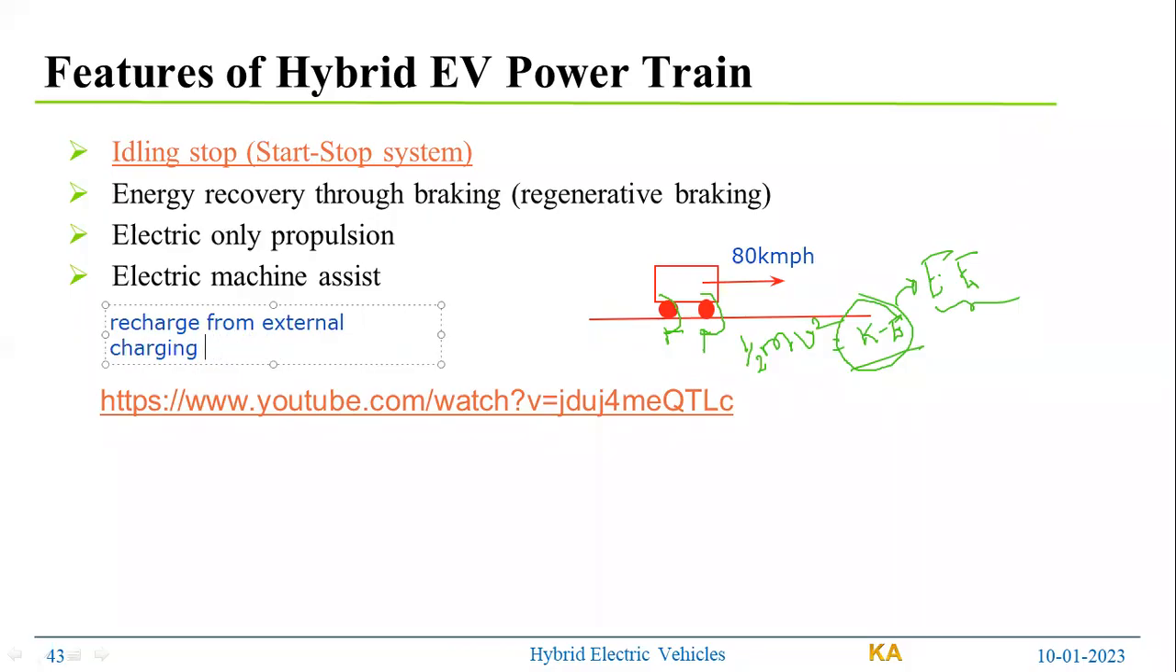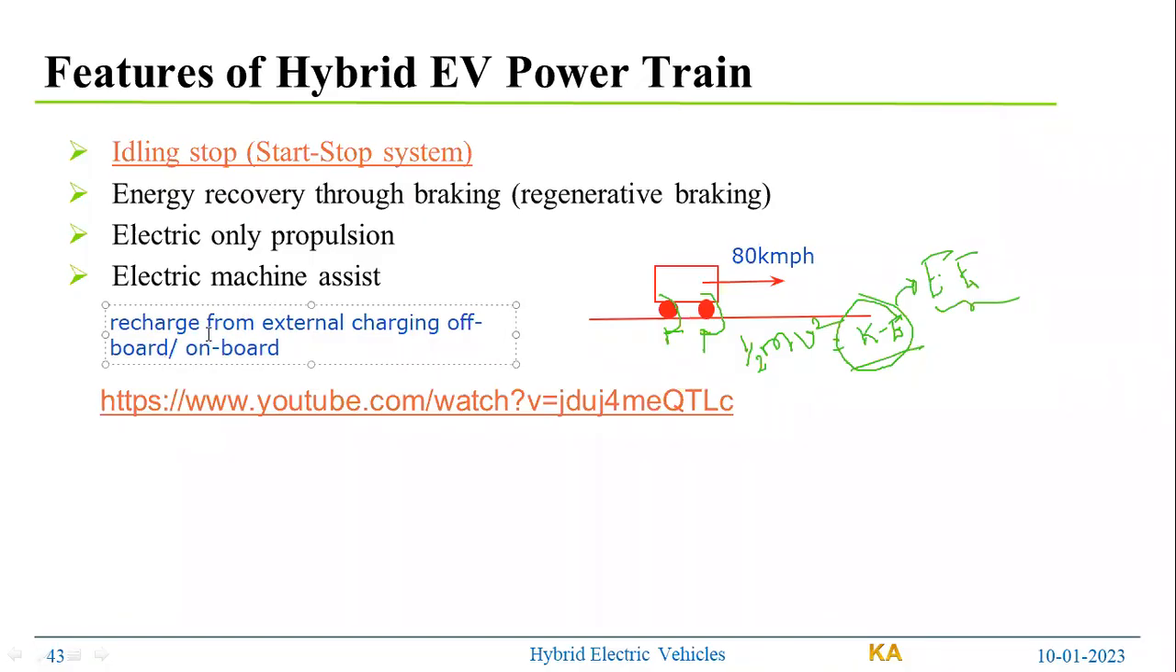External charging, or outboard on, means we will use an external charger to charge our battery. If you have recharging capability, then your battery size will be a little bit higher.